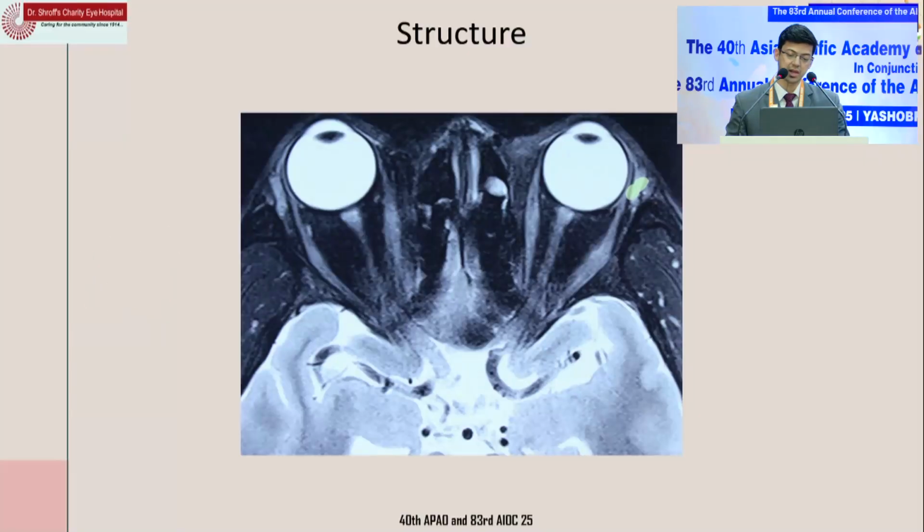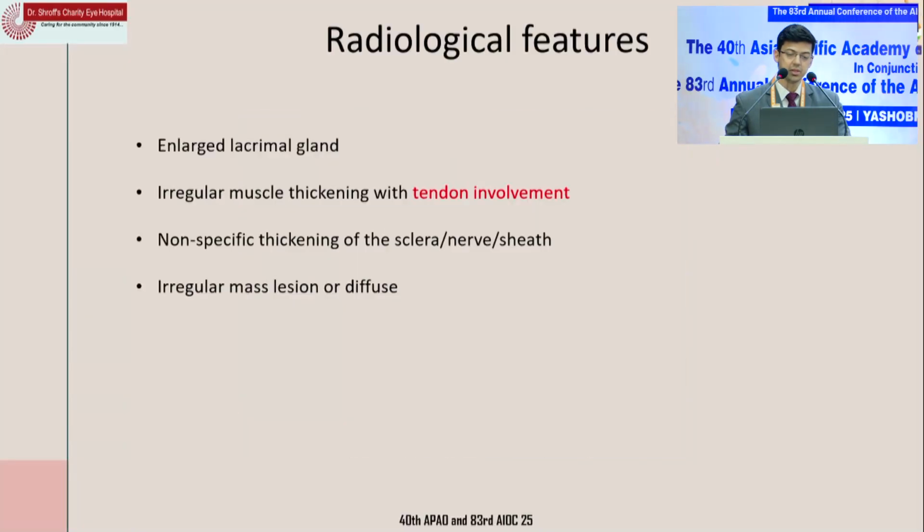So when the lacrimal gland is affected, it is dacryoadenitis. Sometimes isolated muscles or multiple muscles can be affected, known as myositis. Then if the sclera is affected, it is scleritis. Then the optic nerve or the optic nerve sheath can be affected in perineuritis. There can be isolated orbital masses. There can be apical involvement, or it can be a diffuse IOID. So radiologically, these are the different features of IOID.